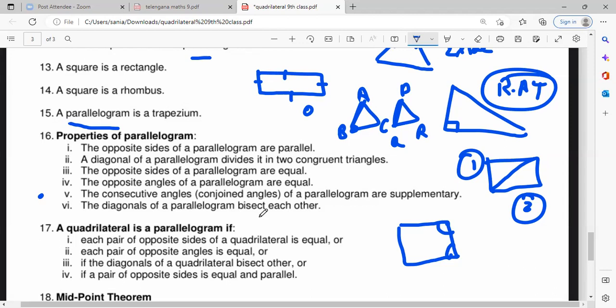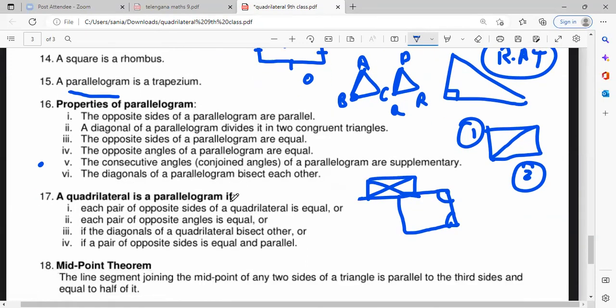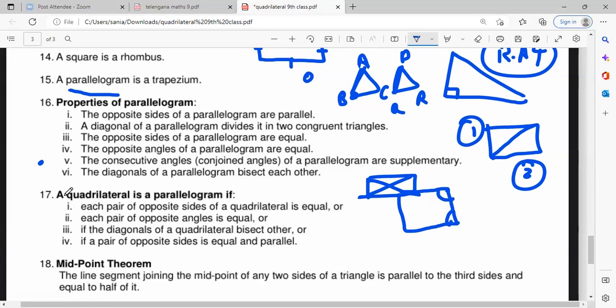And then coming to this, the diagonals of a parallelogram bisect each other. I already told you, for example, if these are the diagonals, they are going to bisect each other. Clear? So this is what. Now I'm coming to the next thing. These are basically the properties of a parallelogram.